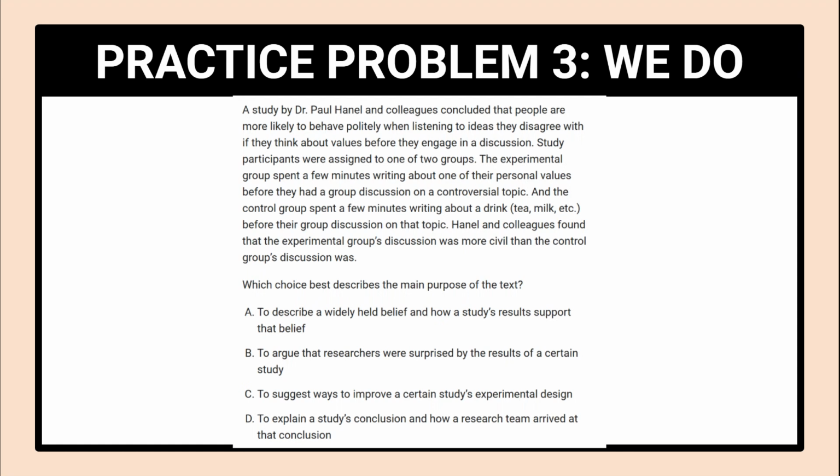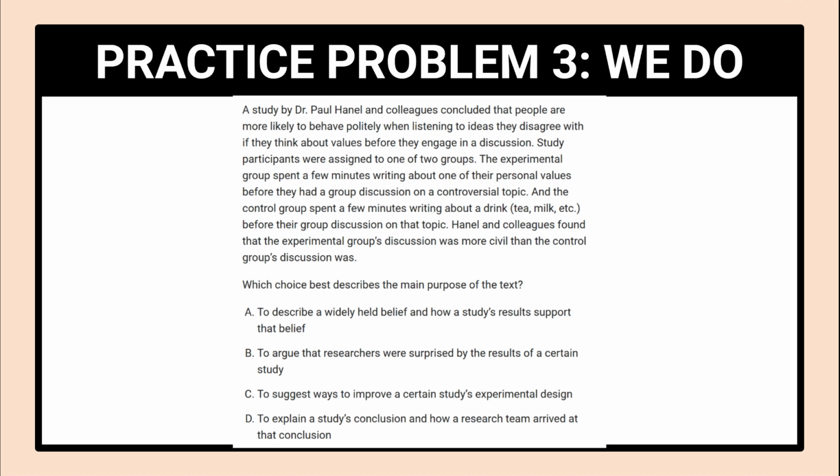So it starts by summarizing the main conclusion of the study, conducted by Paul Hanel and his colleagues. When confronted with ideas they disagree with in discussions about controversial topics, people are more likely to respond politely if they think about their personal values before engaging in the discussions. So they talk about the design in the text carefully, and they compare the interaction between members of an experimental group who had been prompted to write about their personal values beforehand, and the control group, which was just asked to write about a beverage, which didn't have anything to do with values.